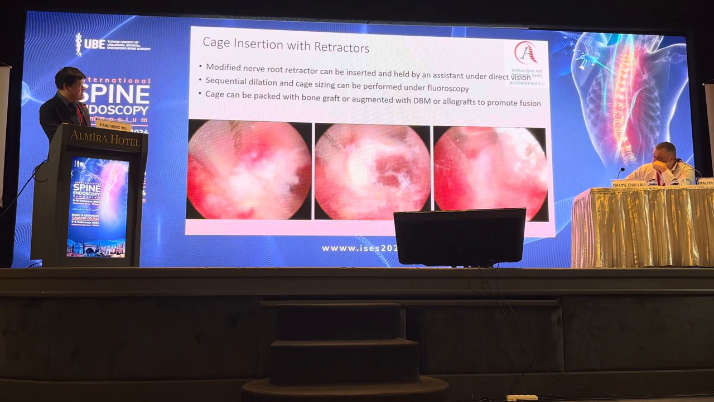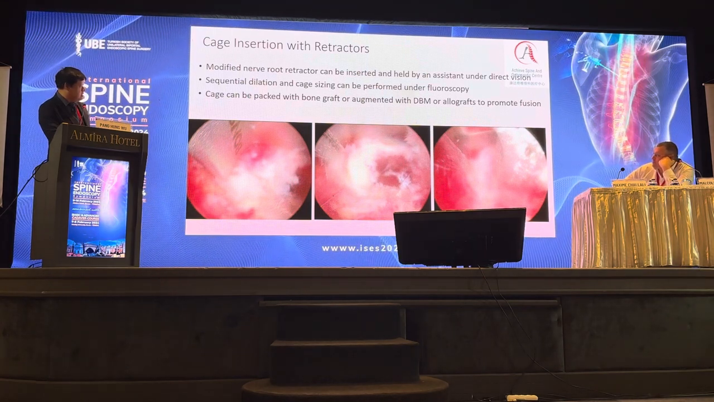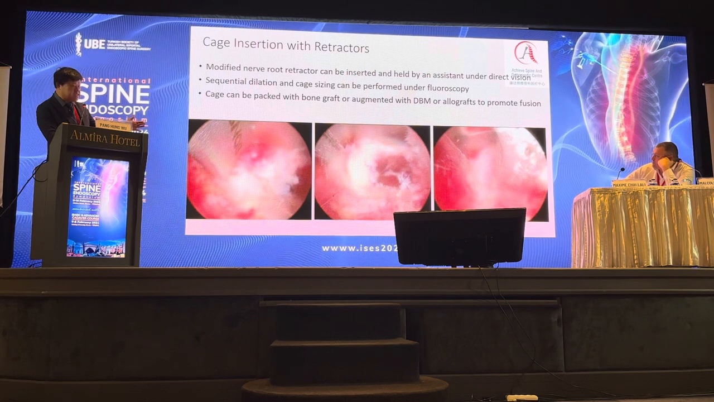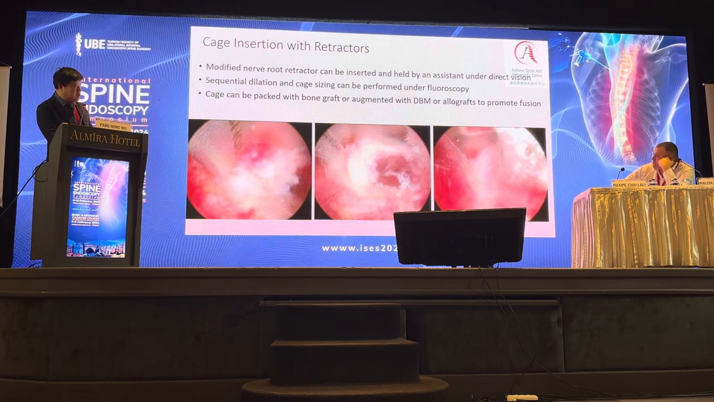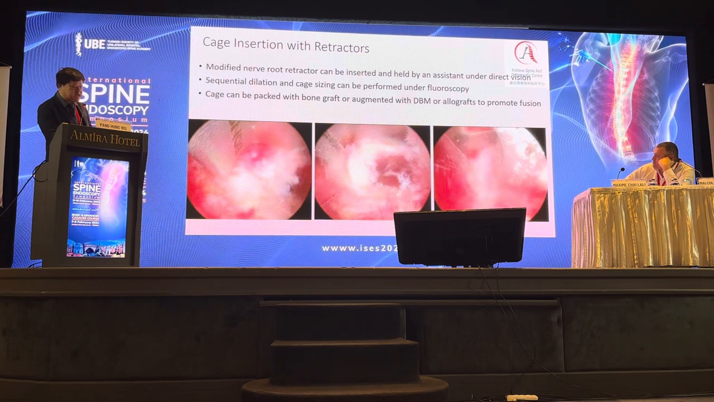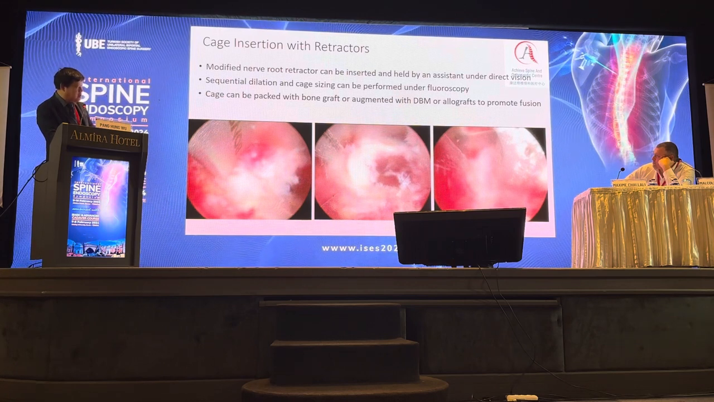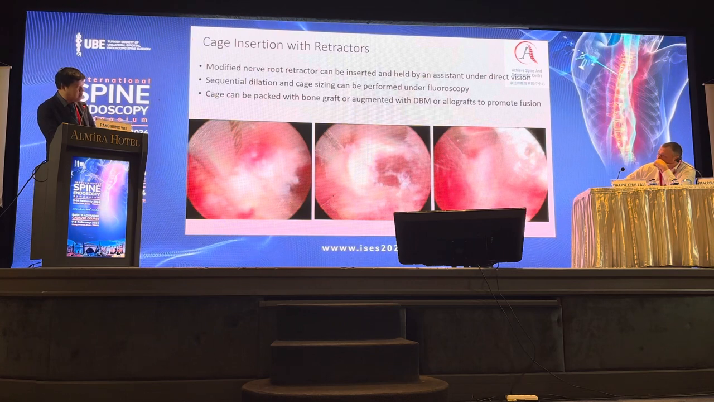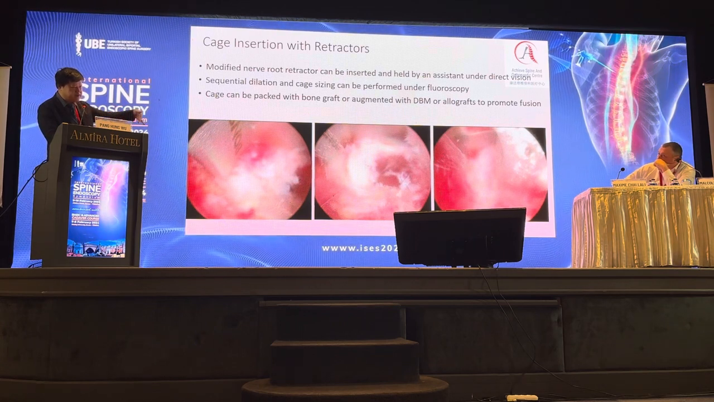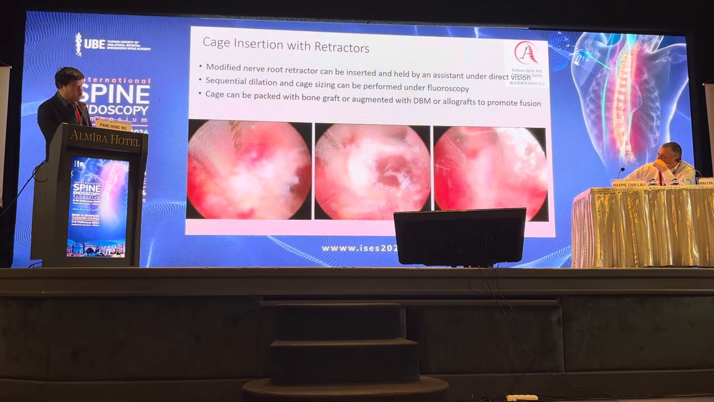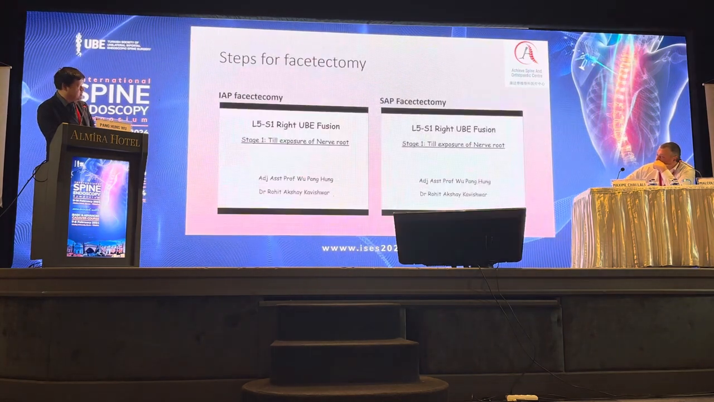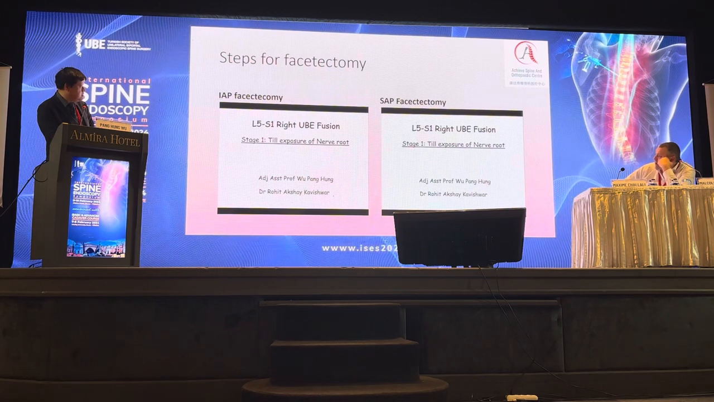Then finally we insert the retractor. Thanks to Dr. Park, we have a transparent retractor. We can see the exiting nerve root and the traversing nerve root clearly when we insert the cages. Of course, we can also use the metal retractors, which are pretty good, both on the scope as well as getting an assistant to retract the nerve root before you place your cage. So these are typical examples. I hope the video plays.